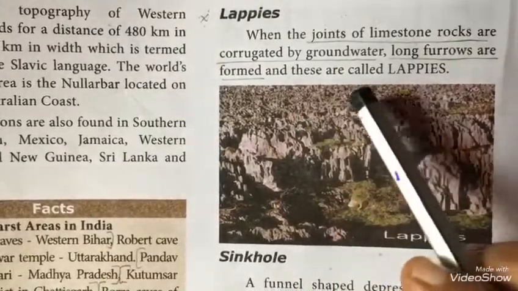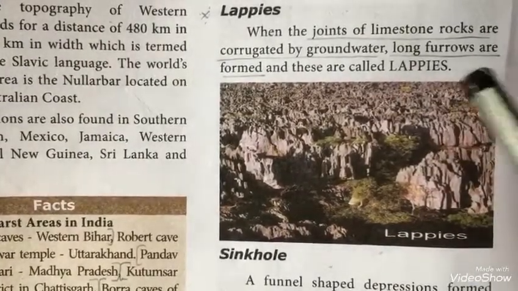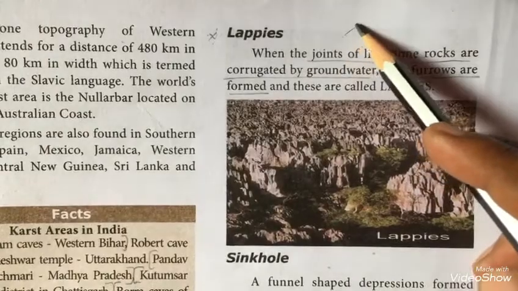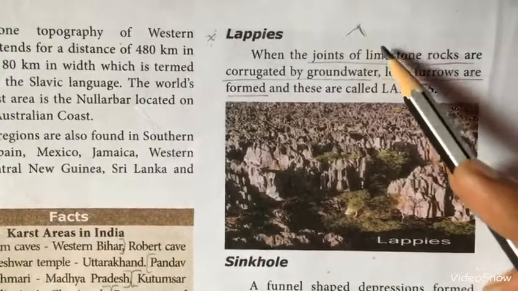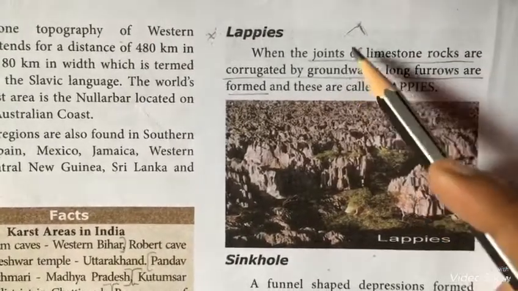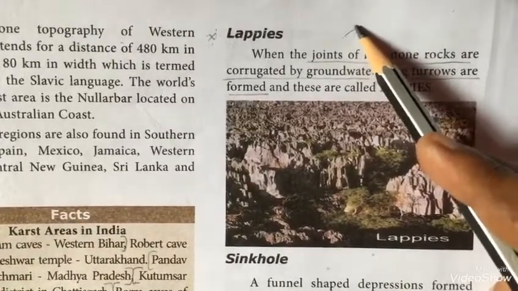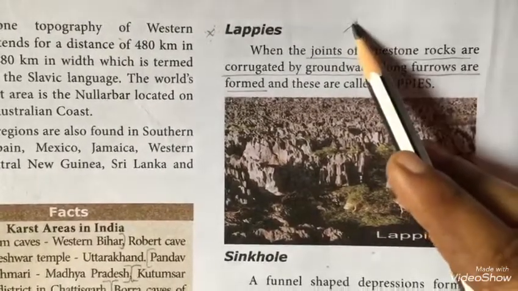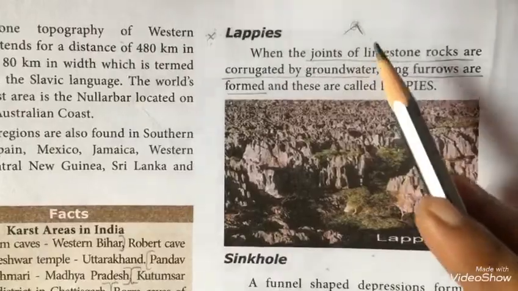Lapies. When the joints of limestone rocks are corrugated by underground water, long furrows are formed and these are called lapies. See here, if this is the joint of a limestone rock, these joints are corrugated by groundwater. Corrugated means the groundwater will go inside these joints and erode them. So the long furrows are formed. These are called lapies.